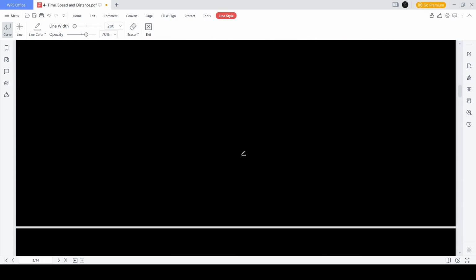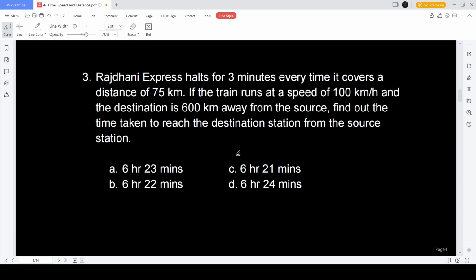Fine. Next question. Rajdhani Express halts for 3 minutes every time it covers 75 kilometers. If the train runs at a speed of 100 km per hour and the destination is 600 kilometers away, find out the time taken to reach the destination from the source.